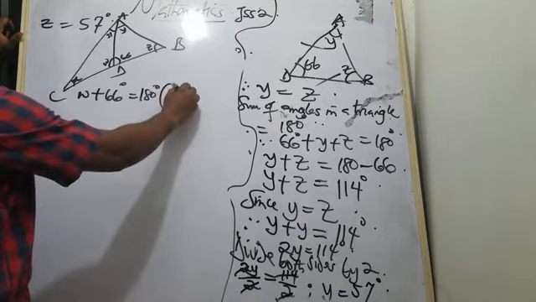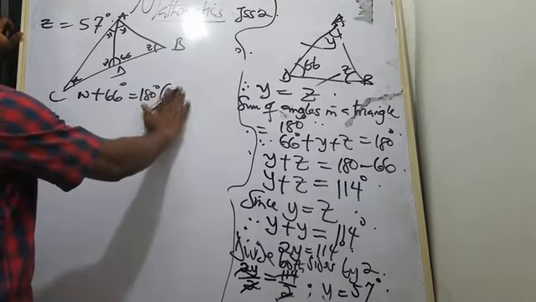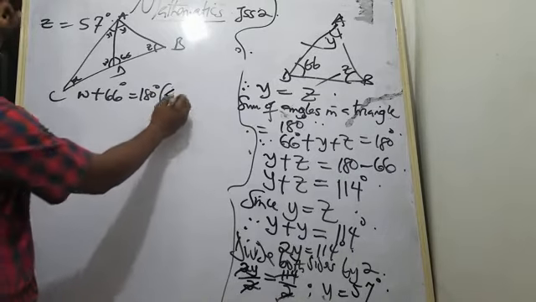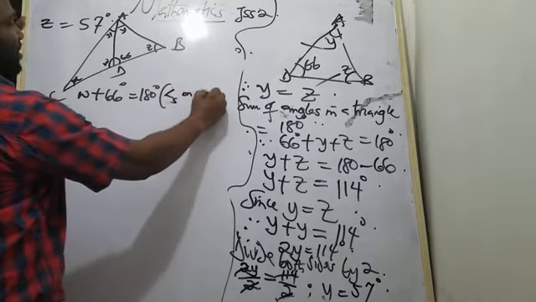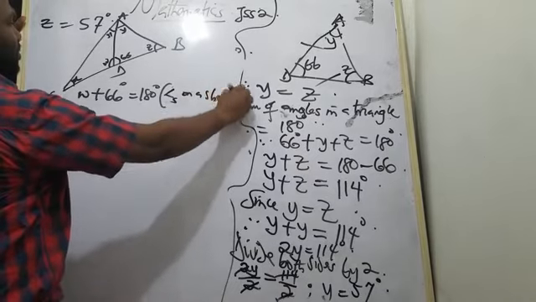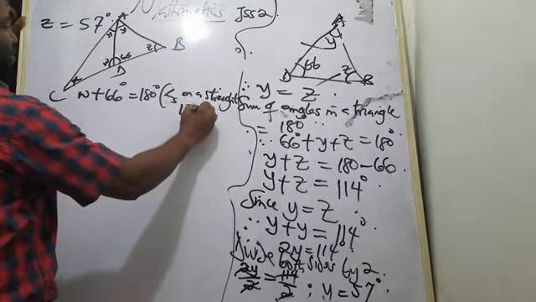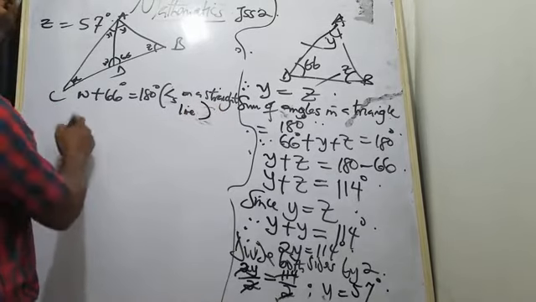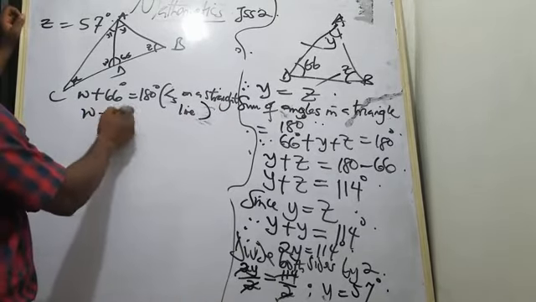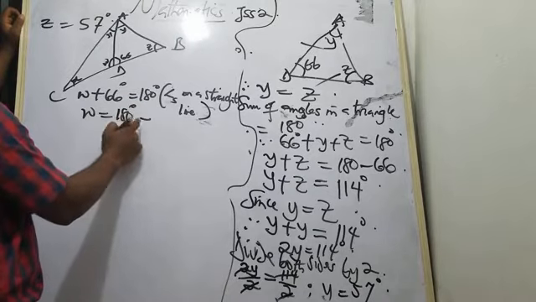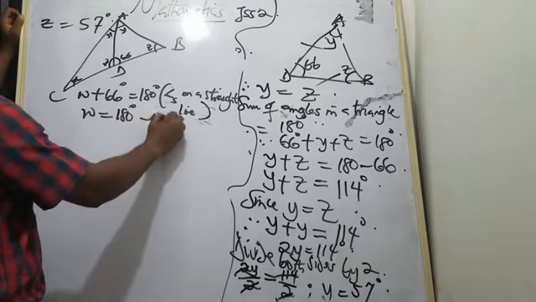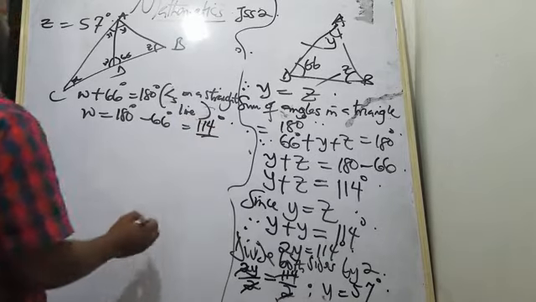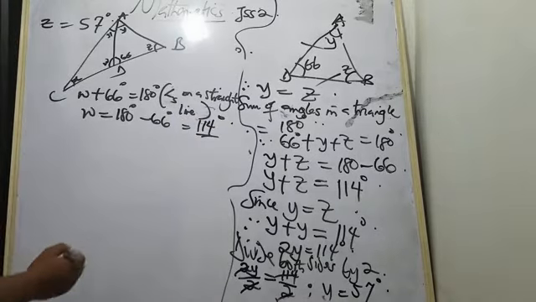This sign means angle. Then if you have this here, it's angles on a straight line. Just have it that way. So you have w to be equal to what? 180 degrees minus 66 degrees. This will give you 114 degrees. So you have w equal to 114 degrees.